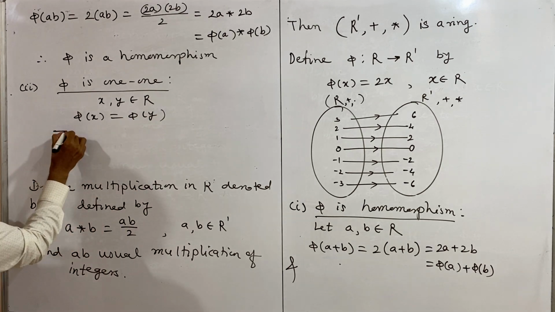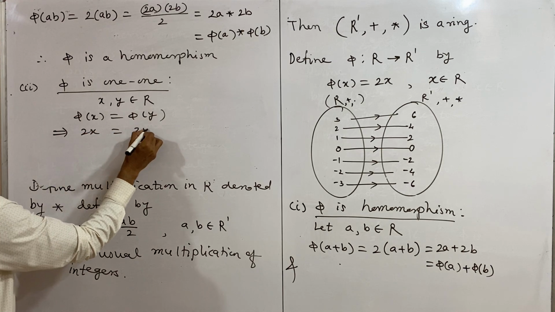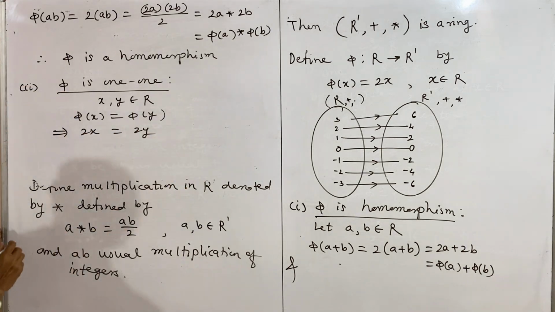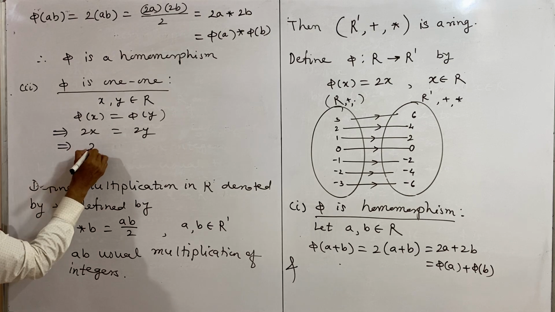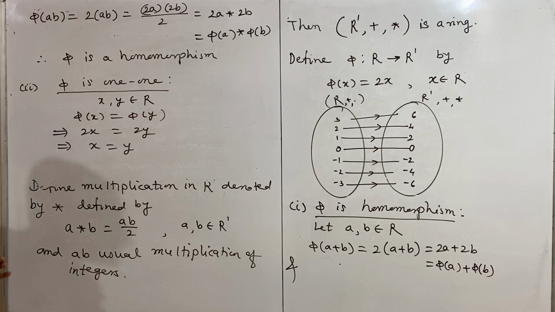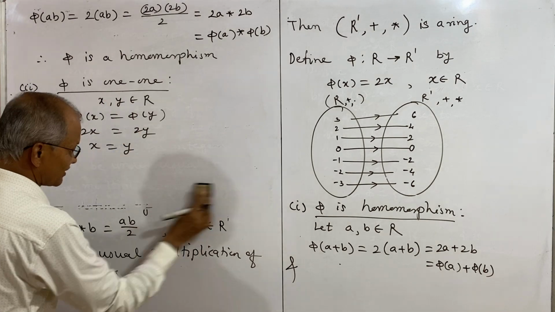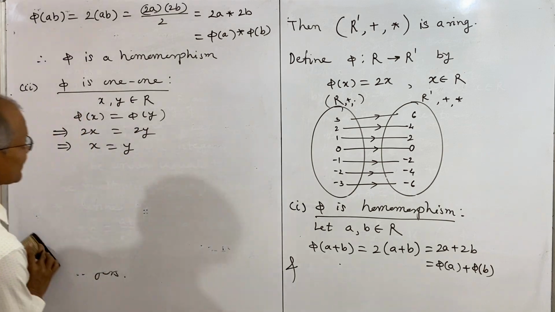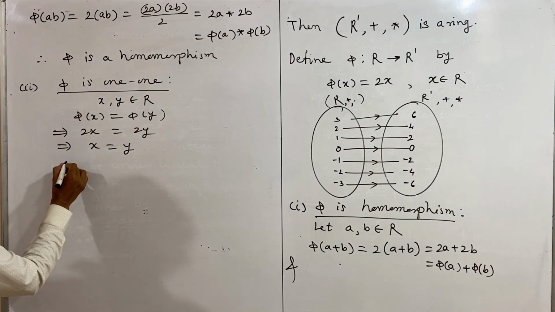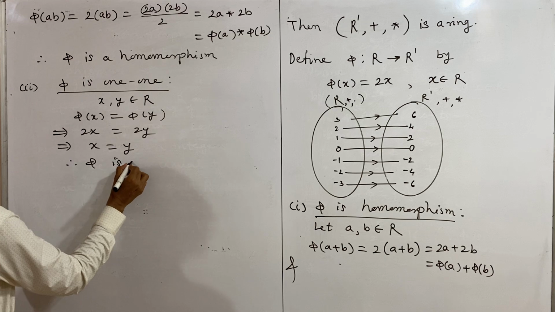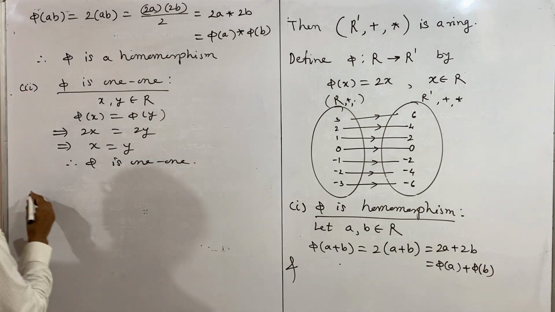So what this implies, phi of x is 2x, phi of y is 2y by the definition, and this implies x is equal to y. So therefore phi is 1-1. And now what remains is phi is onto.